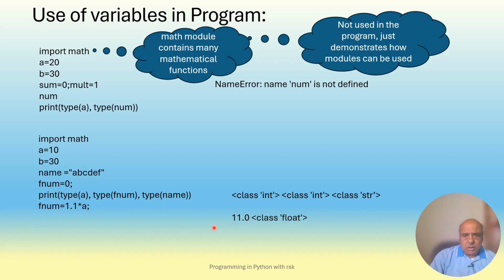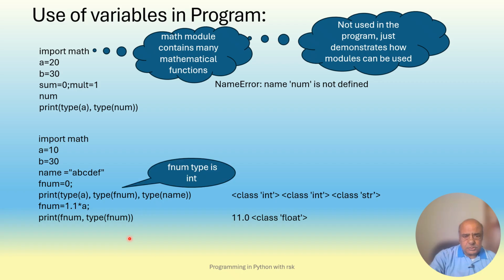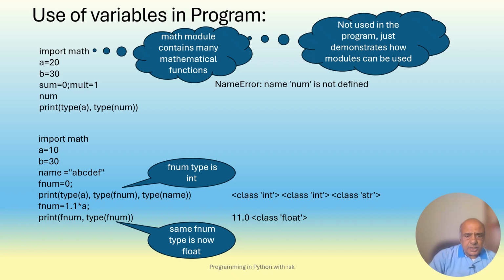So this is how the compiler judges or knows the class of a variable through its context, or through whatever is the value assigned to that variable. Here in this particular case fnum is int, and then the same variable fnum is now float.